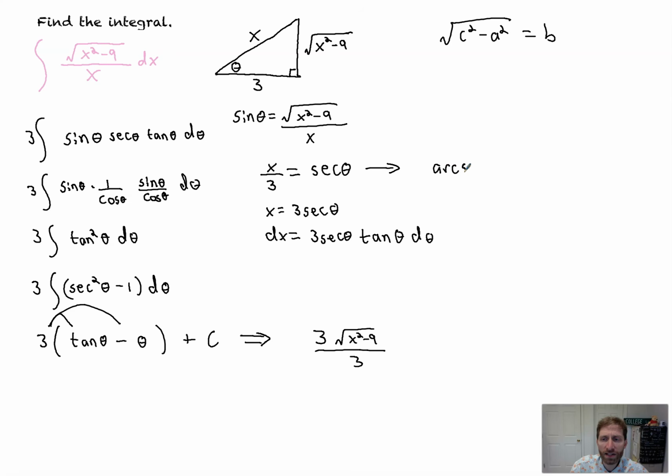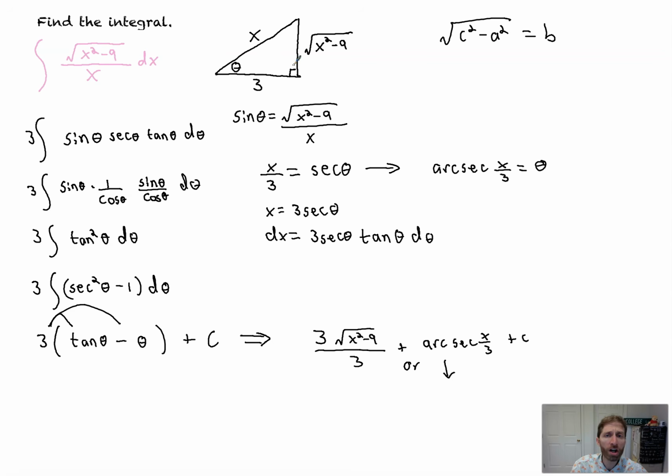So I get arc secant of x over 3 is equal to theta. That solves that out. You could also have done tangent inverse of that. So I'm going to have plus arc secant of x over 3 plus c. Or I'm just going to put down that we could also have done any number of inverses.